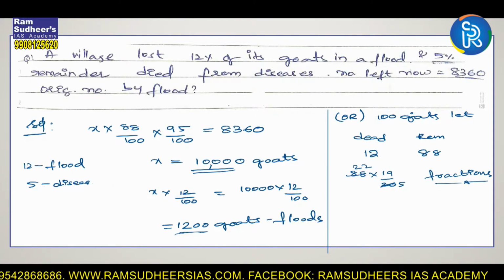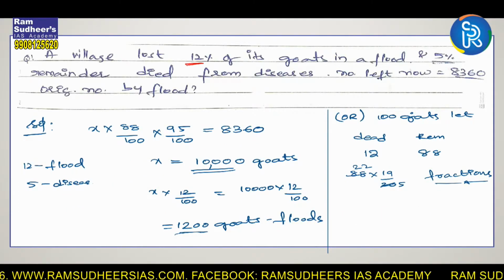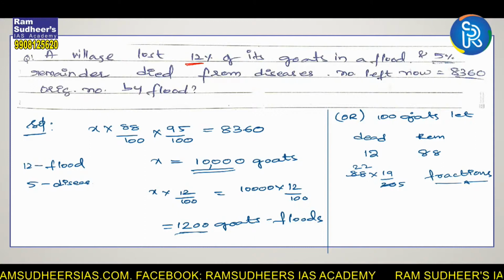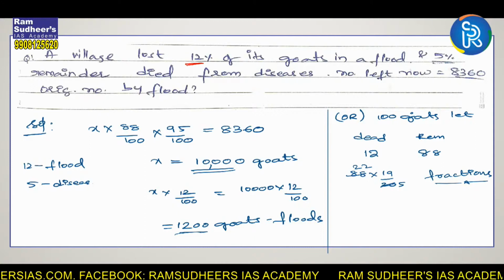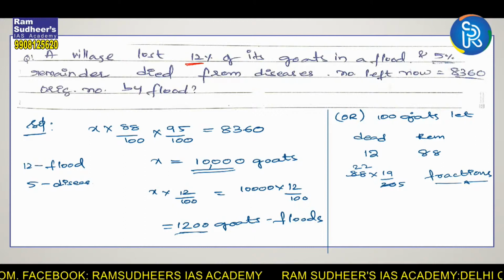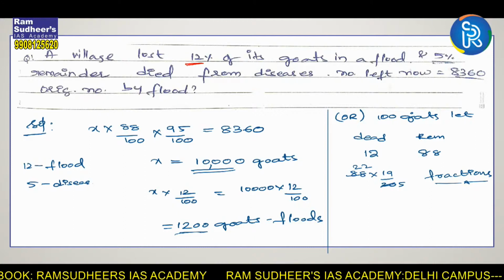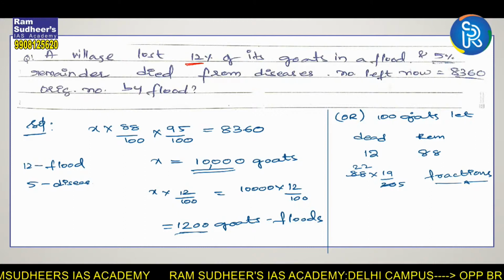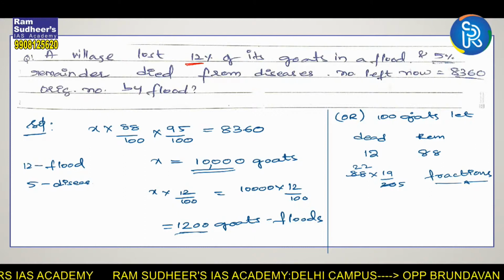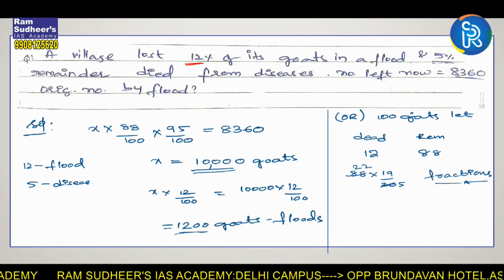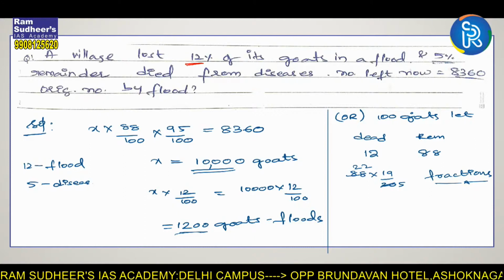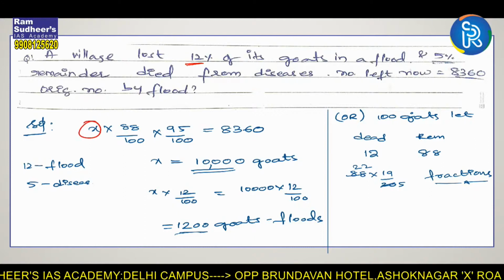Now next, a village lost 12% of its goats in a flood, and 5% of the remainder died from diseases, and the number left now is 8,360. It is a similar question, just the terms are changed. Find the original number and the number of goats died by flood. The original number I'll suppose to be x.